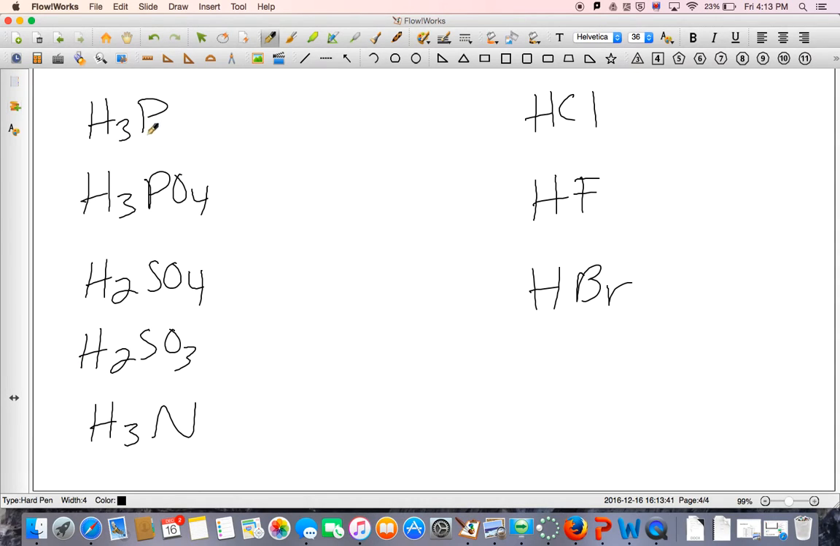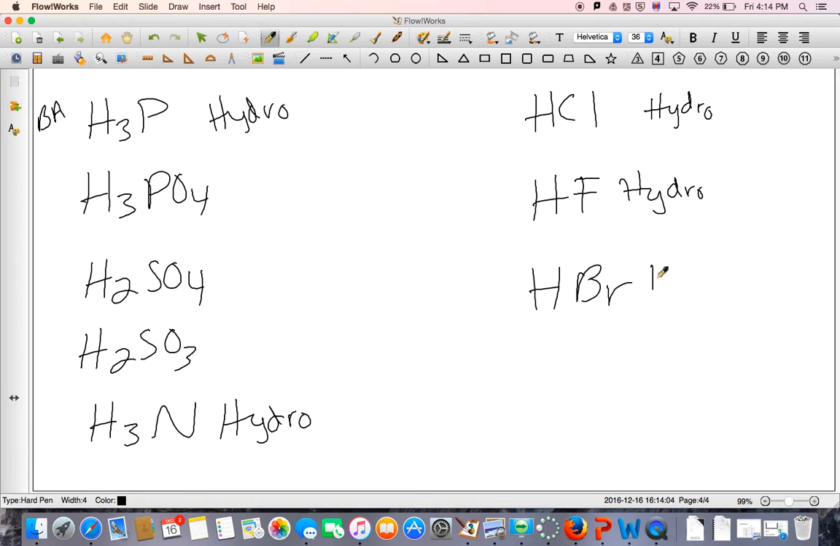If there's only 2 elements, this is called a binary acid, so BA. The rules with binary acids is you're going to start with hydro for the acid. These guys have more than 2, so that won't work there. Here, there's only 2, so hydro. Here's hydro, and hydro, and hydro. So if there's only 2 elements, and the first one's hydrogen, you're going to start it with hydro. All of these I put hydro on were binary acids.